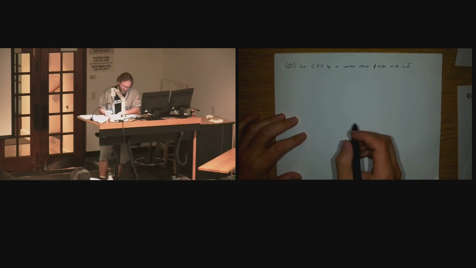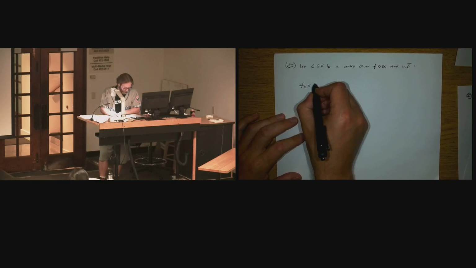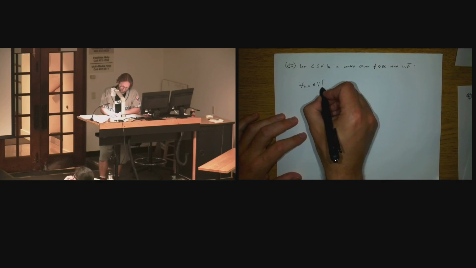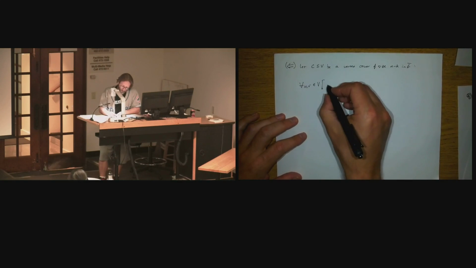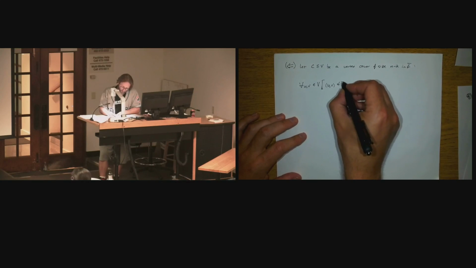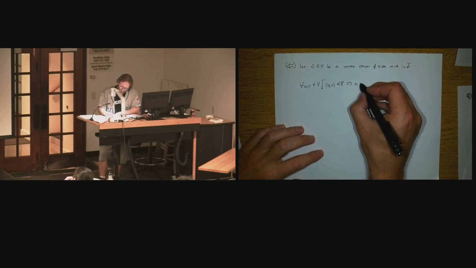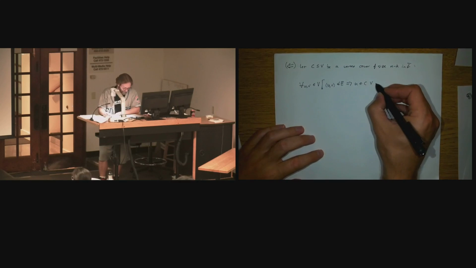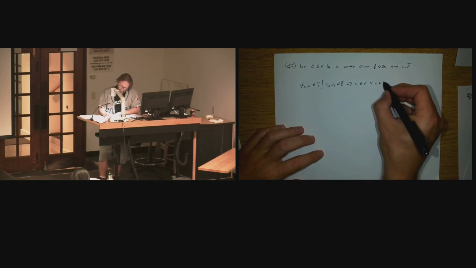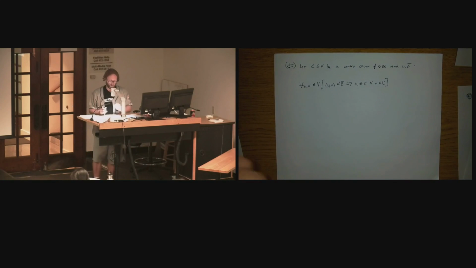And observe, what does this mean? What is the definition of this? For all U and V in the vertex set, UV is an edge in this graph implies that U is in C or V is in C. There you go. Nice compact way of doing this.